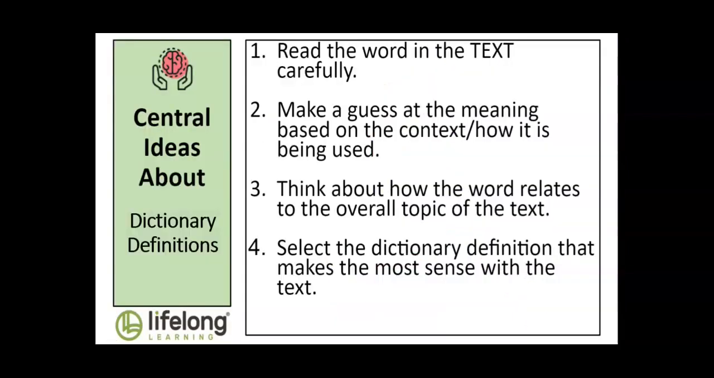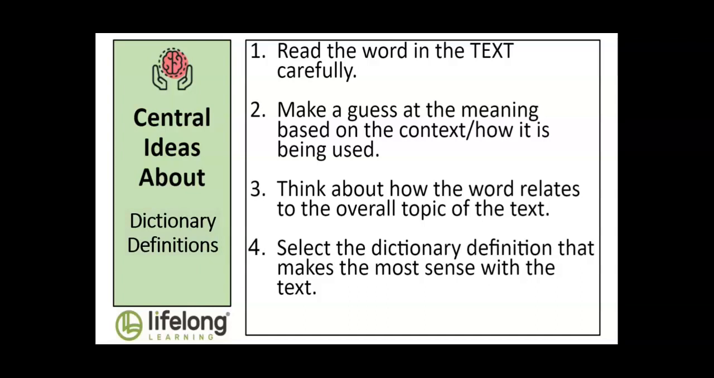When selecting the right dictionary definition, we have four essential things to think about. Number one, read the word in the text carefully. Number two, make a guess at the meaning based on the context or how it is being used. Number three, think about how the word relates to the overall topic of the text. And number four, select the dictionary definition that makes the most sense with the text.